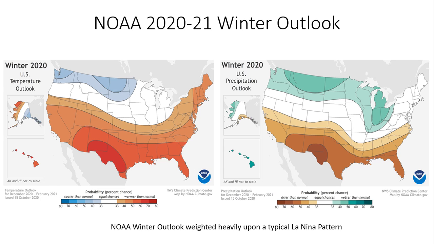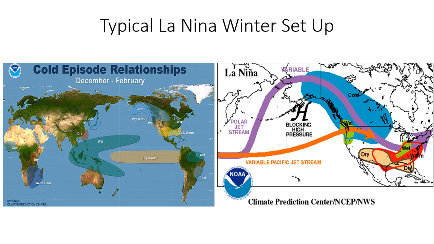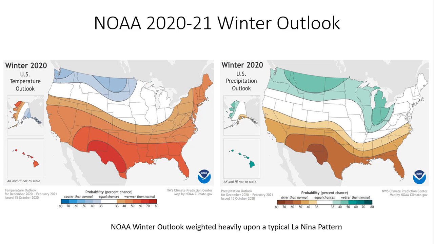Now, I wanted to show this as part of the video today, the NOAA 2020-2021 Winter Outlook. And right when I saw this come out yesterday on October 15th, I said, wow, this is a complete re-imaging of a typical La Nina winter for the United States. Where you have your above normal temperatures across the southern U.S. from California over to Florida. That's your greatest probability of above normal temperatures.